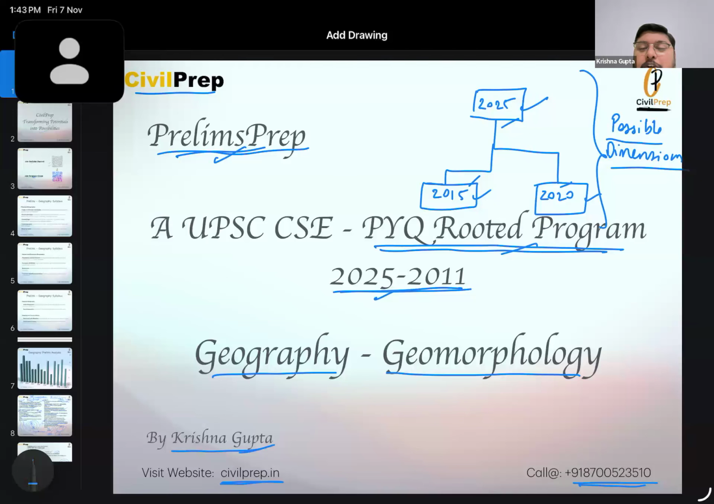So guys, this is geomorphology or geography. We have already seen a lot of things from geography here.